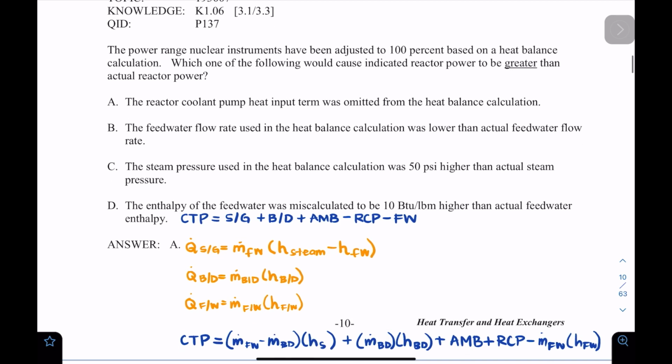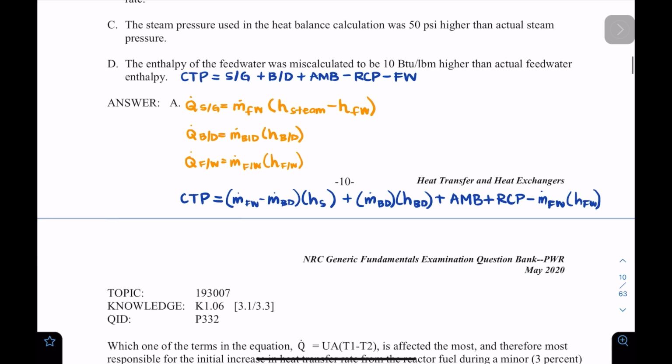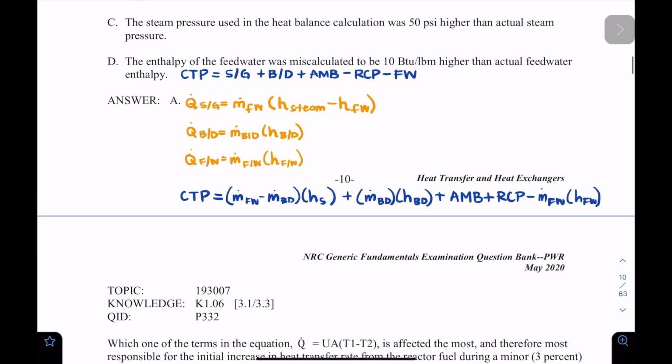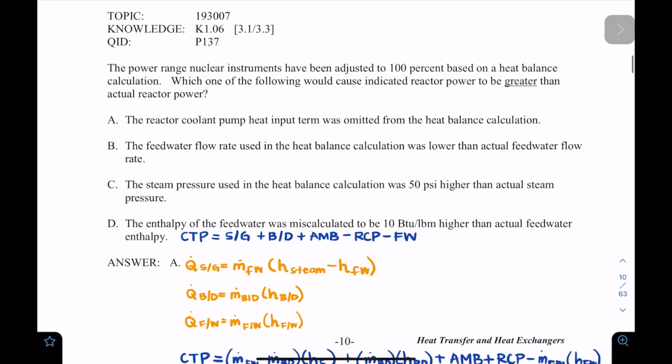Okay, so the next one is P137. So for this one, P137, this is the other one that I was talking about. We're going to use this formula. This formula for my CTP is going to be equal to my steam generator, and stuff like that. So that's the formula that I'm going to be using for it.